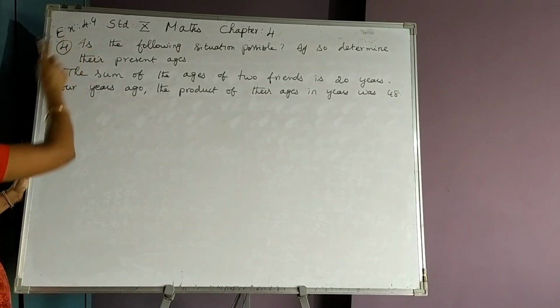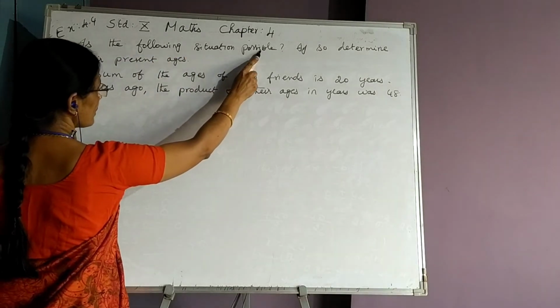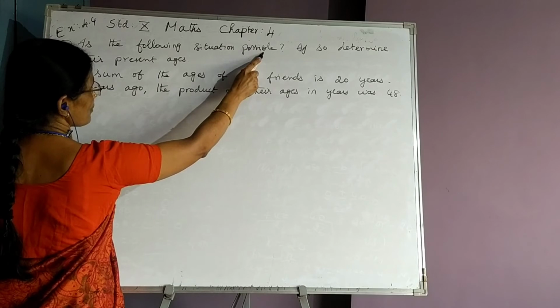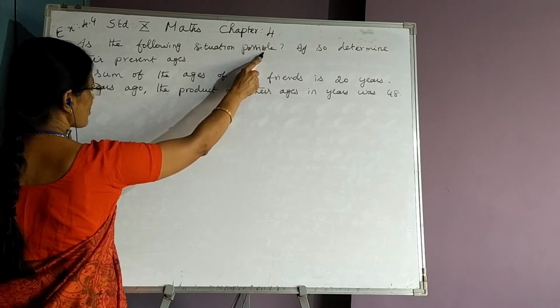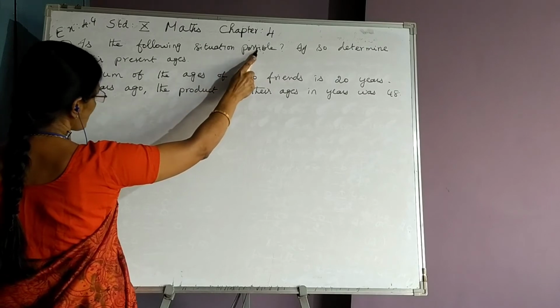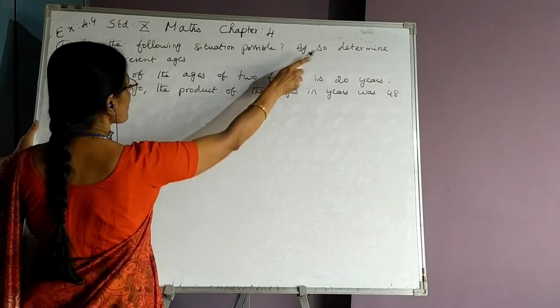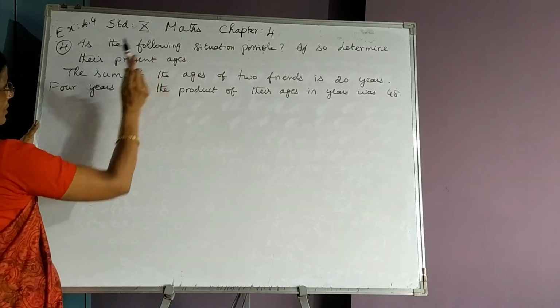The fourth problem in exercise 4.4: is the following situation possible? Again, possible, therefore we are going to find out the discriminant, b² minus 4ac. If it is greater than 0, possible. Equal to 0, possible. If it is less than 0, it is not possible. So, if it is possible, then find their present ages.